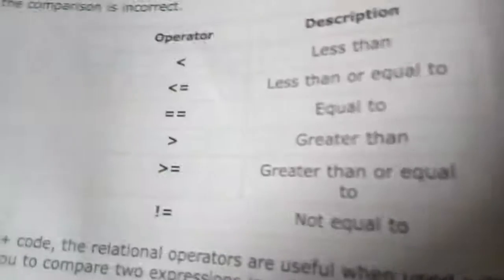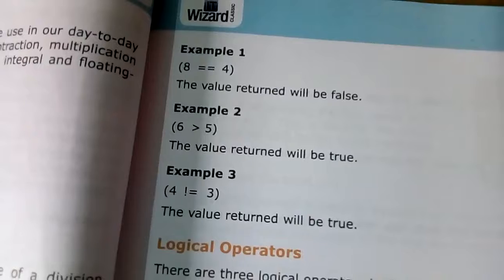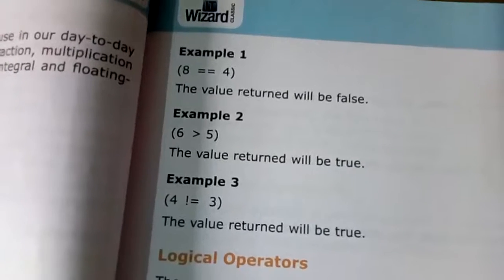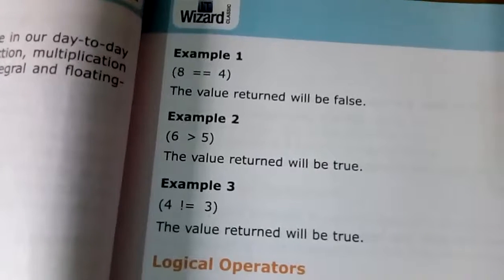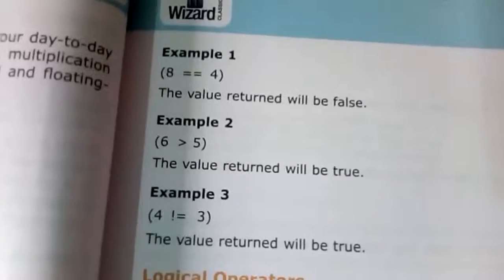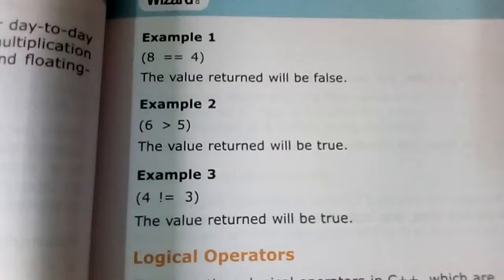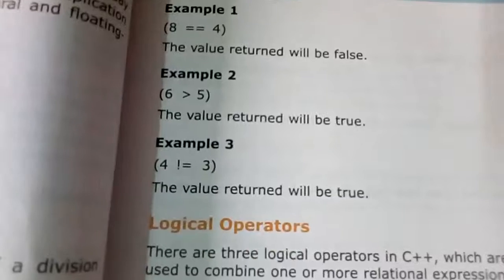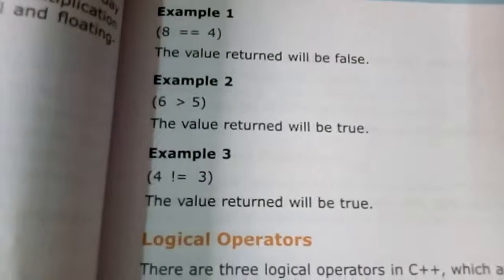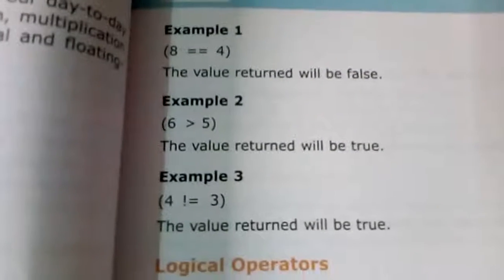Just for example, you can see over here 8 double equal to 4. The value returned will be false, because 8 is not equal to 4. Similarly, 6 is greater than 5, so it will give true, because 6 is greater than 5. Next is 4 not equal to 3. It will also give true, because 4 is not equal to 3. So these are some relational operators.